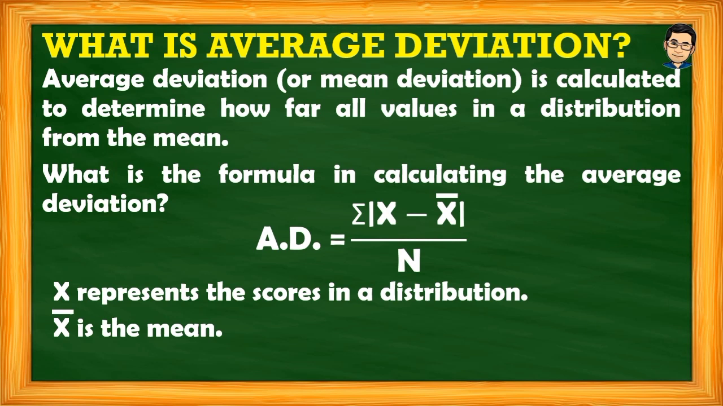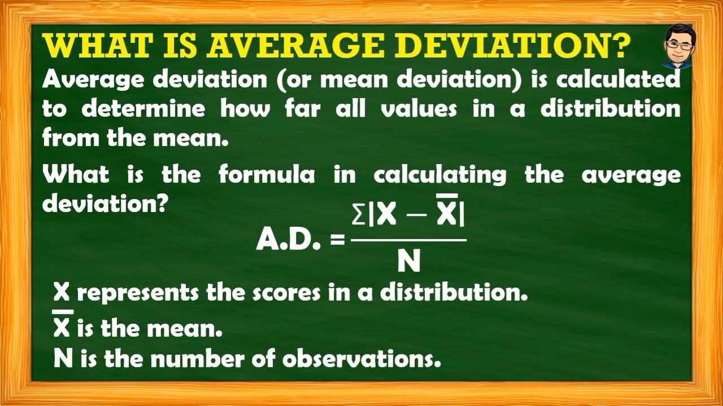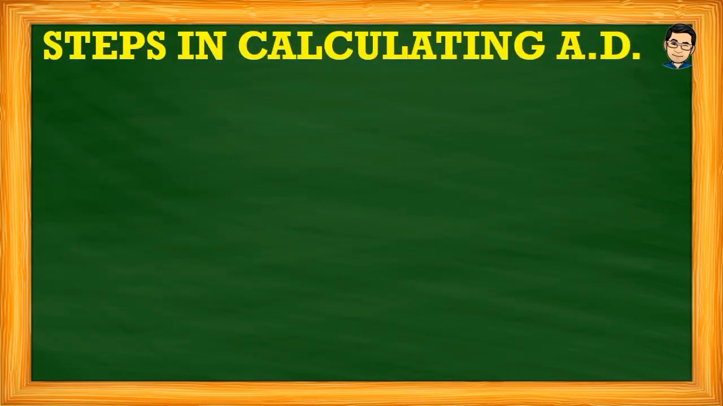So, kaya siya merong absolute value kasi kahit na makakuha tayo ng negative, positive pa rin po yan. Basta tandaan natin, pag may absolute value, lahat ng magiging values natin ay puro positive. And then, n is the number of observations, the total frequency. Okay, halimbawa, the number of students. Ayan. So, here are the steps in calculating the average deviation.